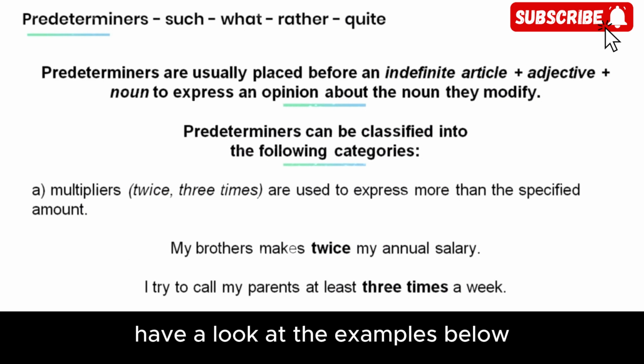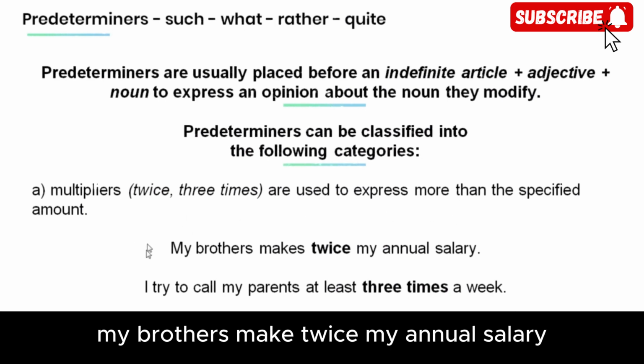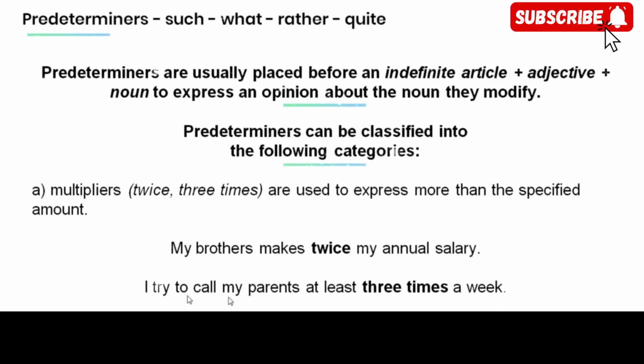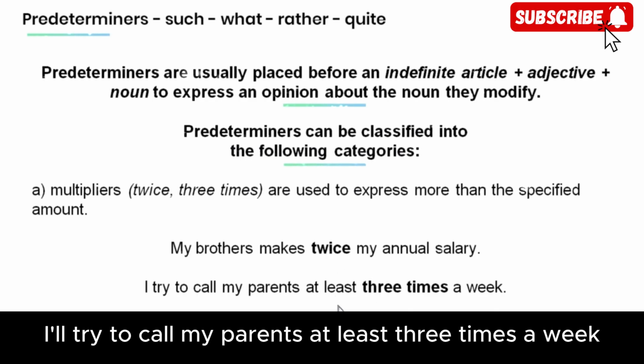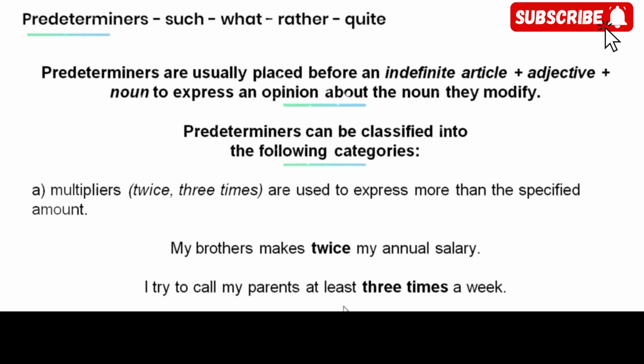Have a look at the examples below. My brothers make twice my annual salary. I'll try to call my parents at least 3 times a week.